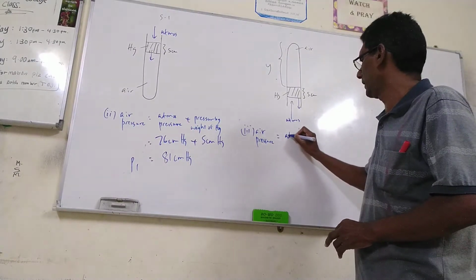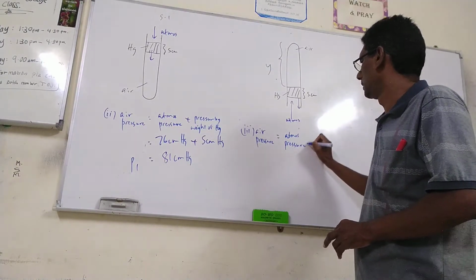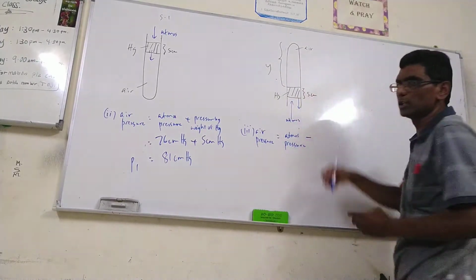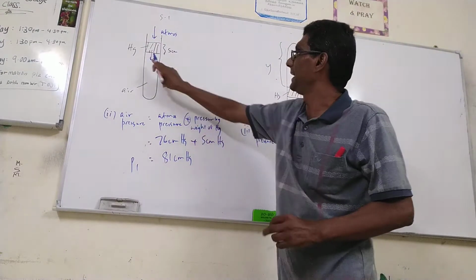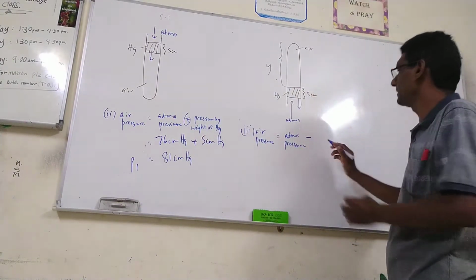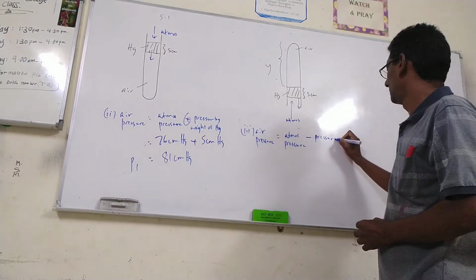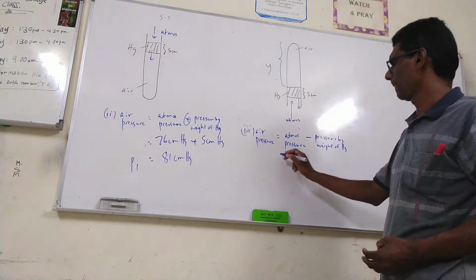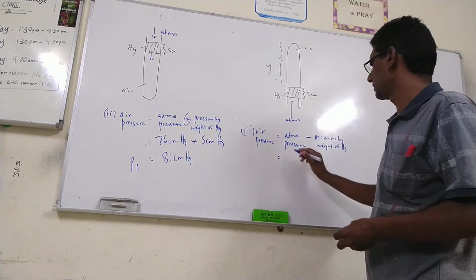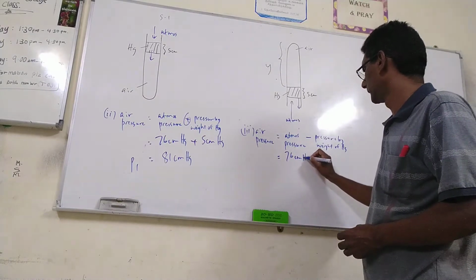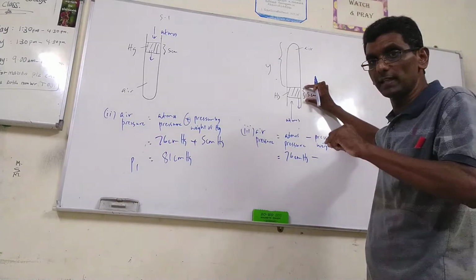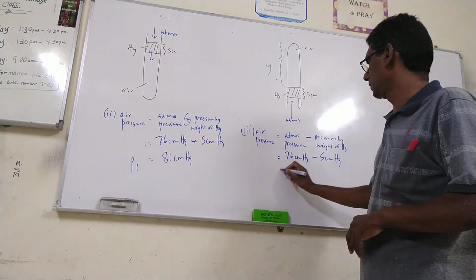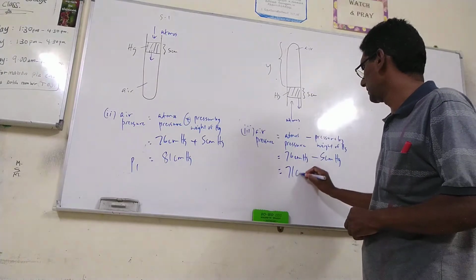The air pressure is equal to atmosphere pressure minus the pressure by the weight of the mercury, because atmosphere pressure acts upwards and the weight of the mercury acts downwards. So these are two different directions. Where the direction is the same, we use plus, but this one has different directions, so minus. Atmosphere pressure is 76 cmHg. The weight of the mercury is 5 cm, the height of the mercury considered as pressure. So 76 minus 5. What is the answer? 71 cmHg.